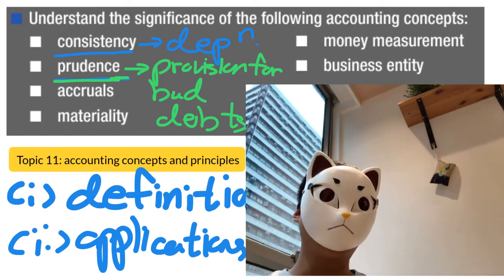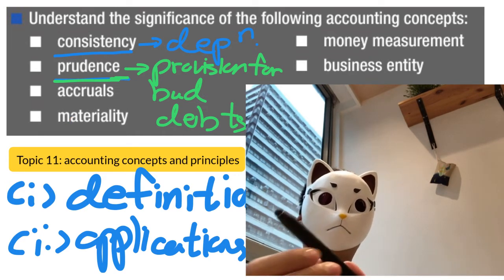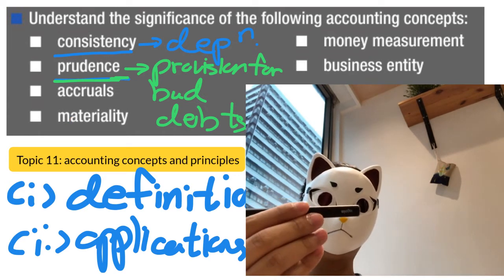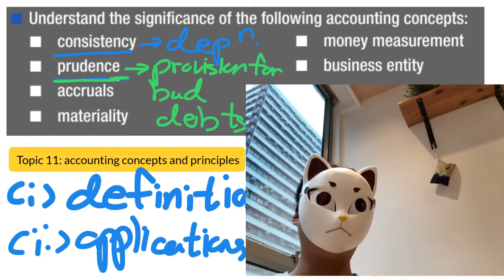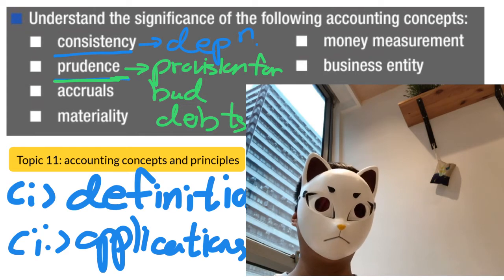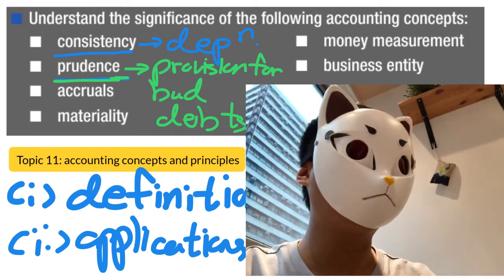Materiality means we do not record a pen, a $5 pen, in the accounting books. We only record those amounts with a substantial amount. Otherwise, we won't record it.